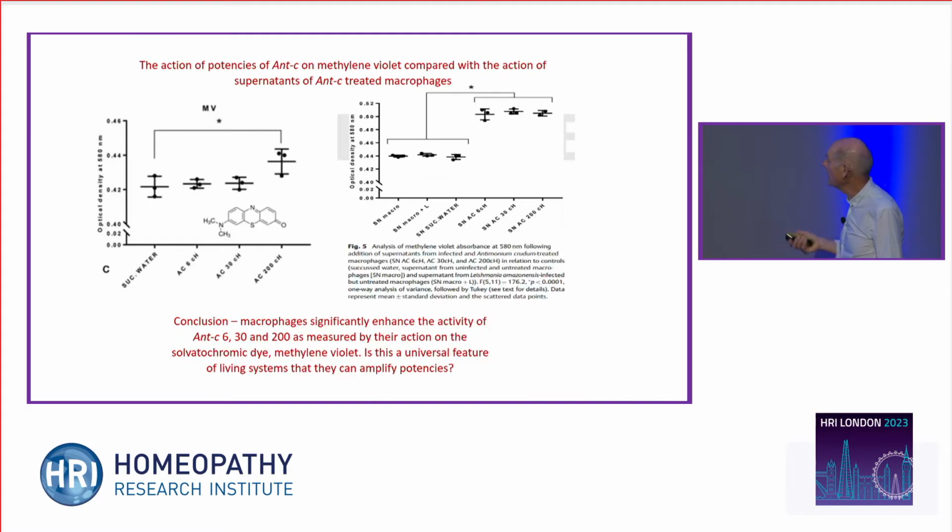The next slide, again the same paper, antimonium crudum. This is the effect of the potencies on methylene violet. If macrophages have those potencies pass through them, what happens is the macrophages amplify the potency effect. The big question is, is this a universal feature of living systems, that they can amplify potencies? It's something that we don't know yet, but it's a very interesting result if it's correct.